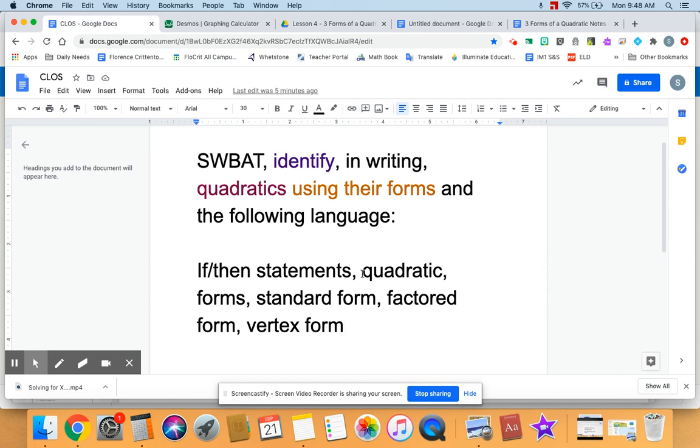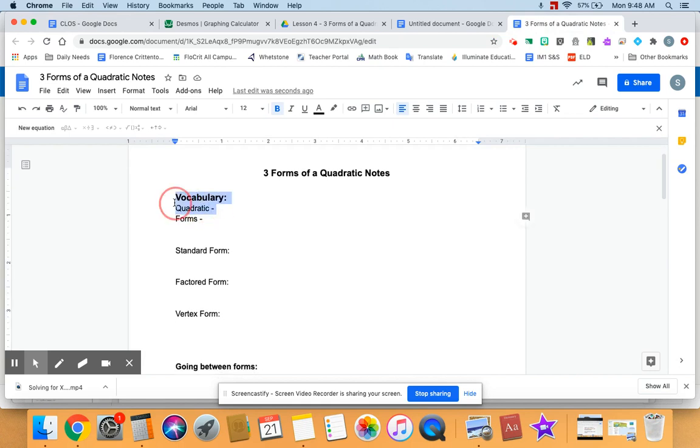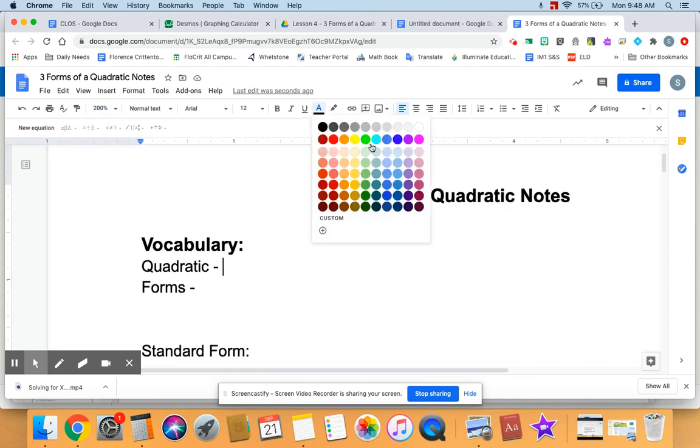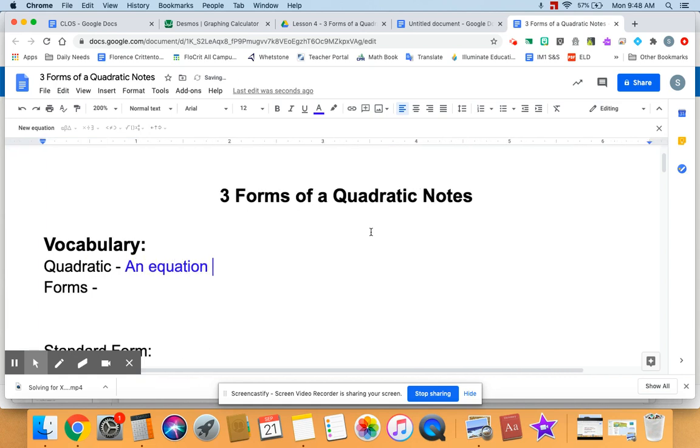So like always, I'm going to start explaining the vocabulary words down here. So to start these notes, the first word is a quadratic. So zoom in. A quadratic is an equation where the biggest exponent is 2. What do I mean by that?